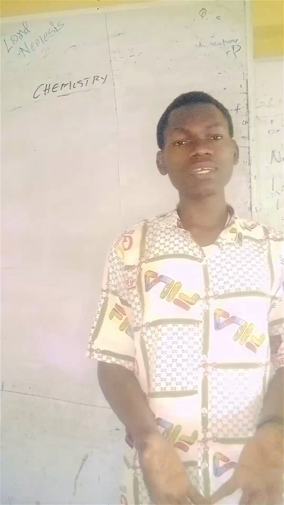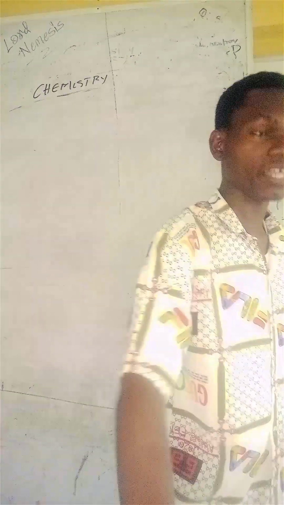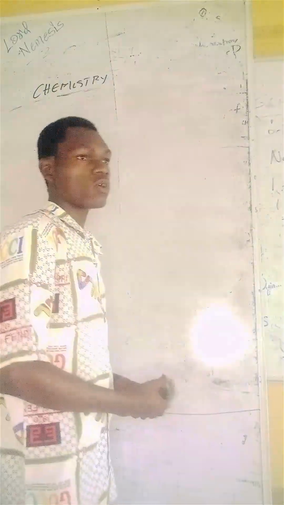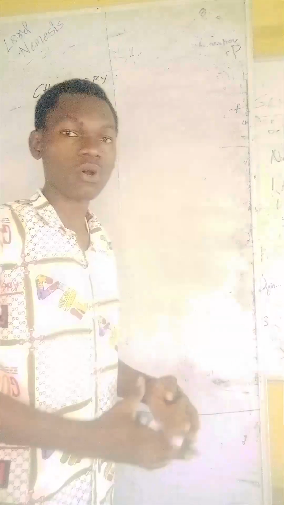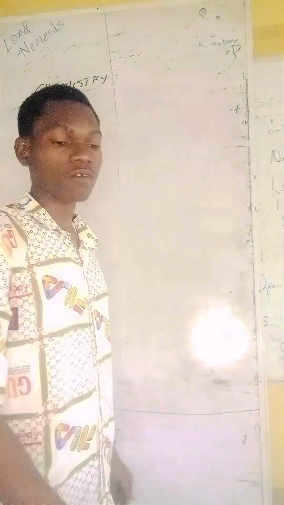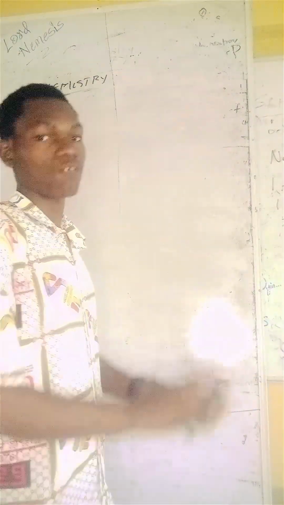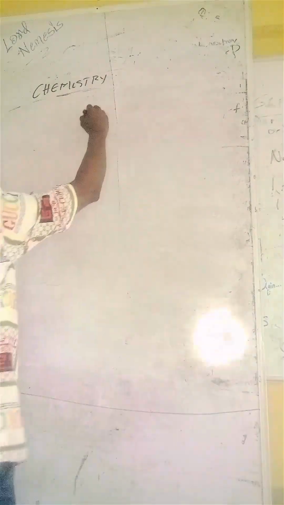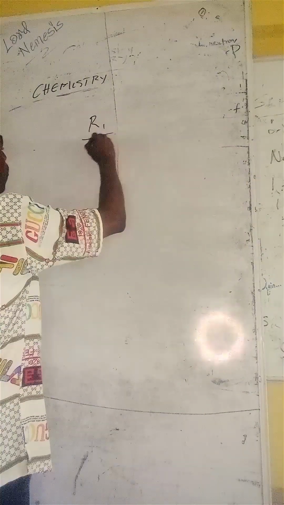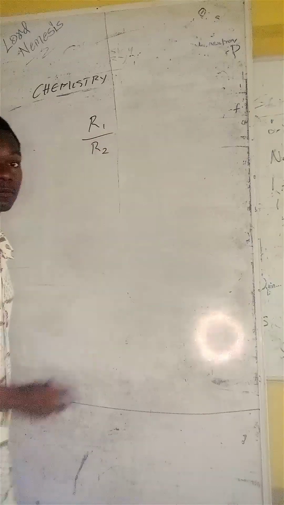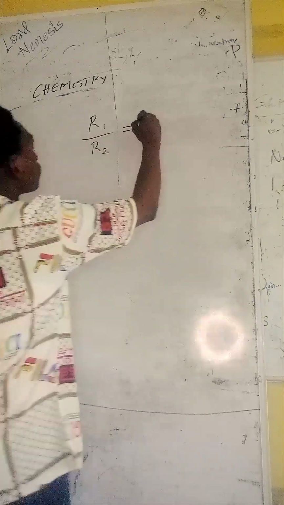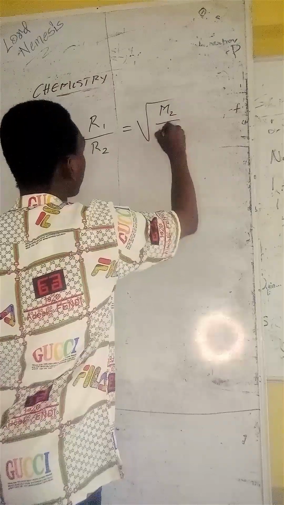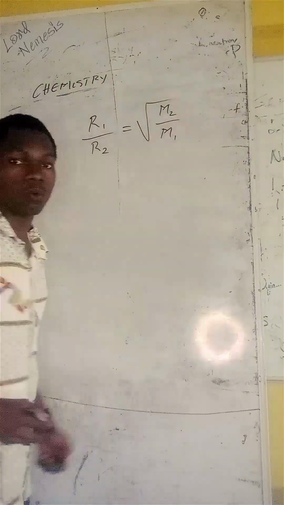So how do we calculate that? This brings us back to gas laws, where we talk about Graham's law of diffusion. And Graham's law of diffusion gave us a formula for diffusion. And the formula goes this way: R1 over R2 is equal to the square root of M2 over M1.